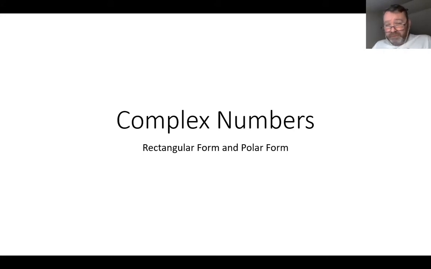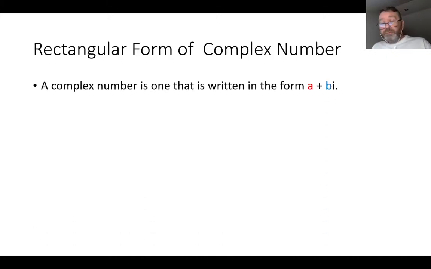So complex numbers, if you remember what they are, first and foremost, a complex number is nothing more than a number that has a real part and an imaginary part. Even if the values of the real and the imaginary are 0, they still have to have both parts in order to be a complex number. So a complex number, and you'll see it here yourselves, is one that is written in the form of a plus bi.